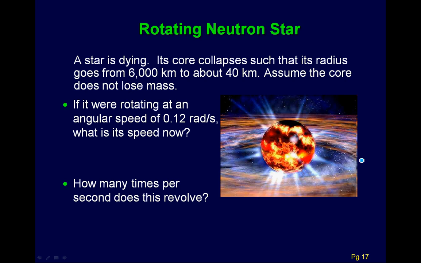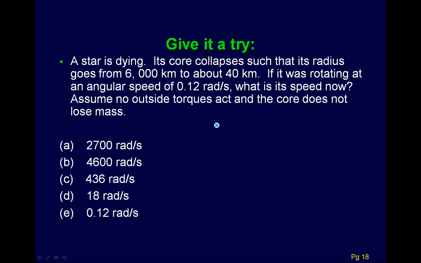So this is a real good application of angular momentum, and it's a dying star. So a star is dying, and what happens sometimes when these stars collide or die is their cores collapse. Okay, so originally its radius is 6,000 kilometers, and it collapses to about 40 kilometers and doesn't lose too much mass. And so if it was rotating at an angular speed of 0.12 radians per second, which is kind of small, what is its speed now? And then the question also asks how many times per second does this thing revolve once it's done. So let's think about this. So here's the problem again. Now see if you can figure it out yourself, and then we'll talk about it. So pause it and we'll talk about this.